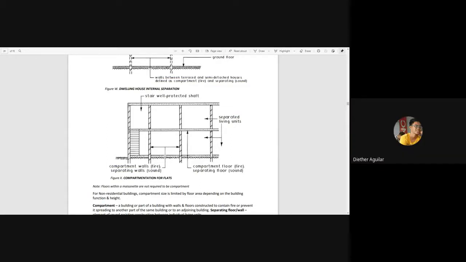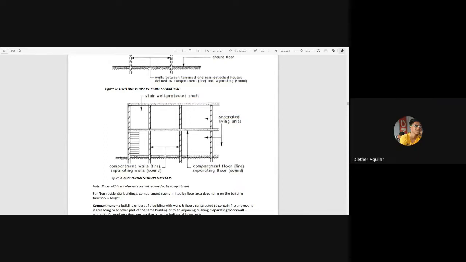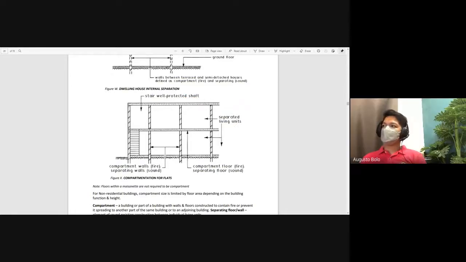Dieter Aguilar, can you explain what is a fire exit in your own understanding? Parang it is a room or stairs po ata, sir, that leads outside po, para direct na po yung access sa labas pag halimbawa may emergency.